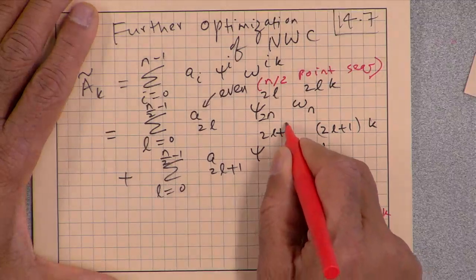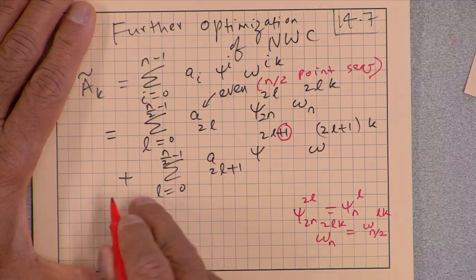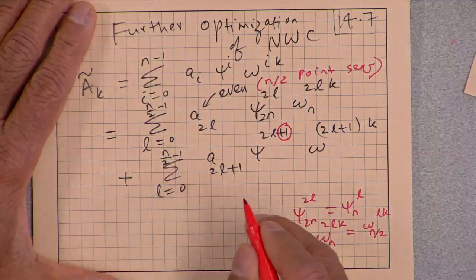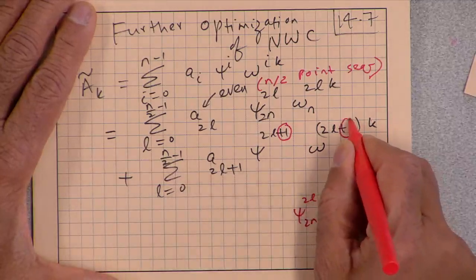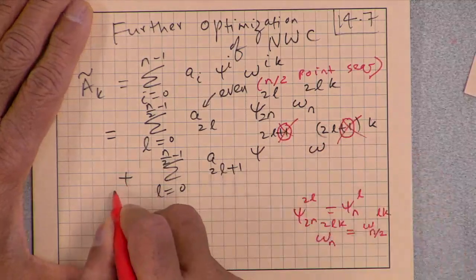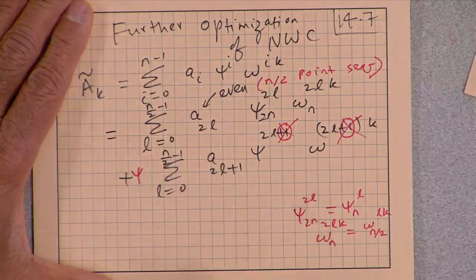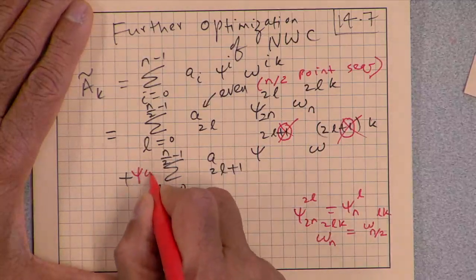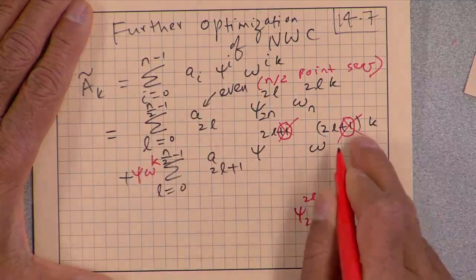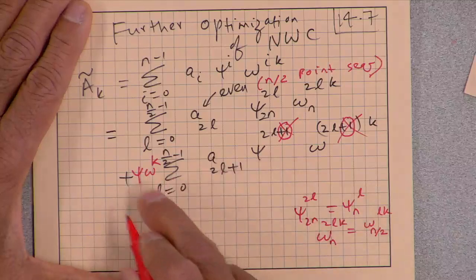And what about here? I have to take this outside. Psi to the power 1 does not depend on the summing index l. This plus 1 times k, so I can throw this out and place them here, psi and omega to the power k. That to the power k came outside the sum. Psi came outside the sum.